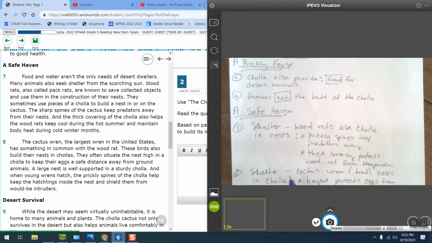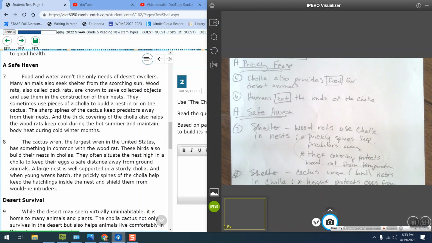I see that for paragraph 7, I wrote that it's about shelter. Obviously, I know that the whole thing is about the cholla cactus, right? So this paragraph is about it providing shelter, that wood rats use it in their nests, and specifically they use it to keep predators away and to protect them from severe temperatures. I wrote those down because those were the key ideas that I noticed as I was reading the first time through. So the good news is my answer is basically already written because I did exactly what I was supposed to do.